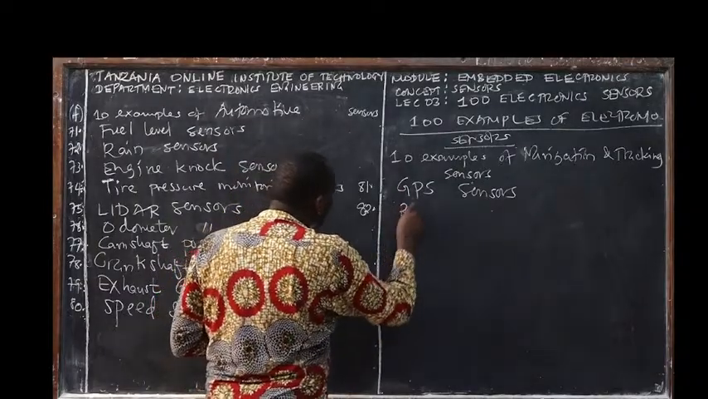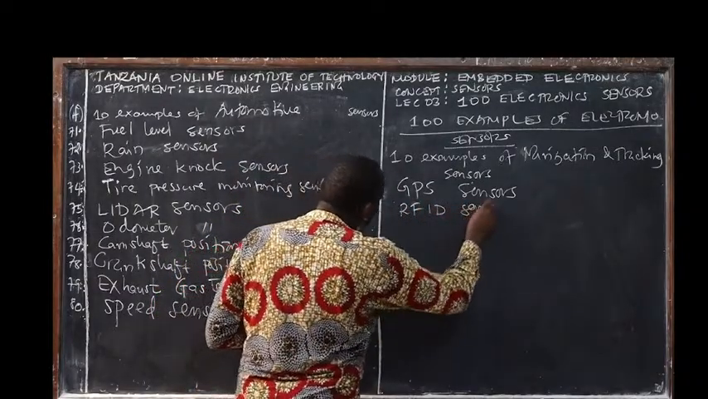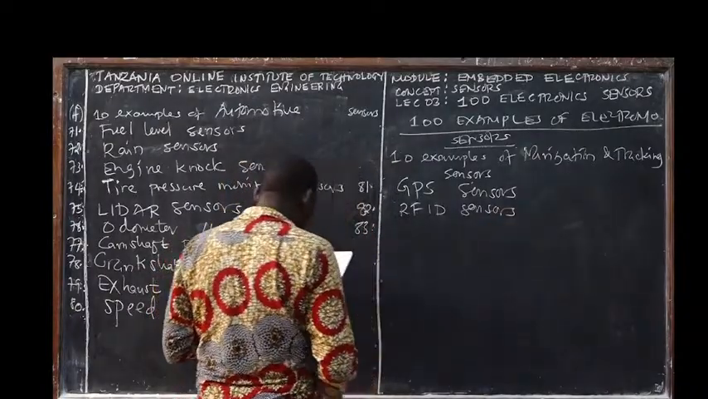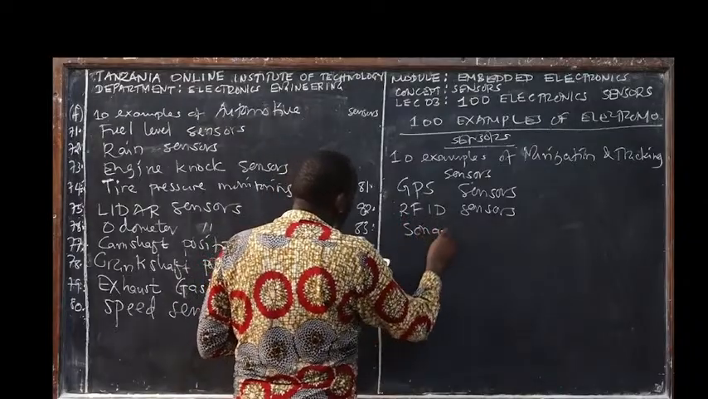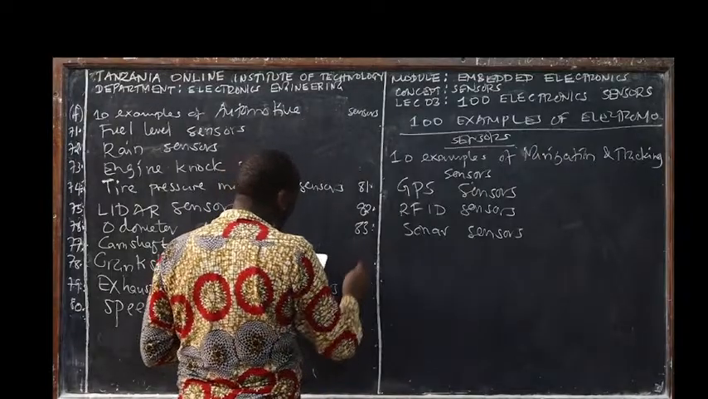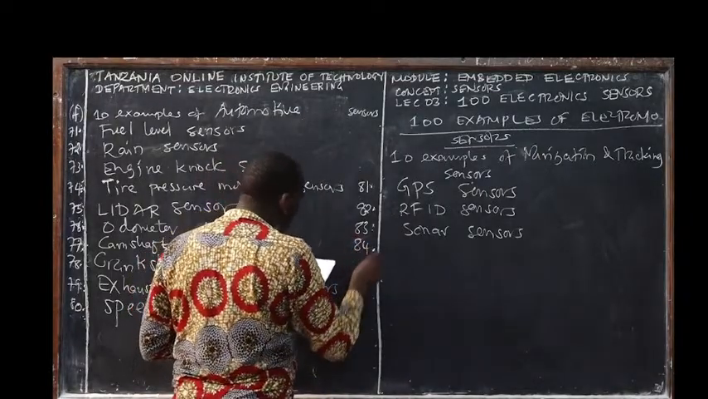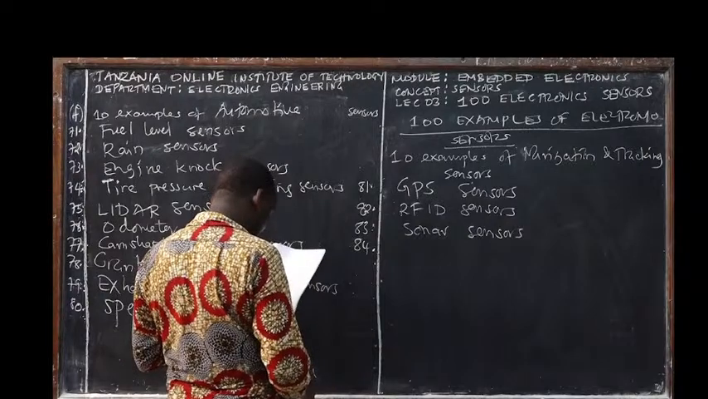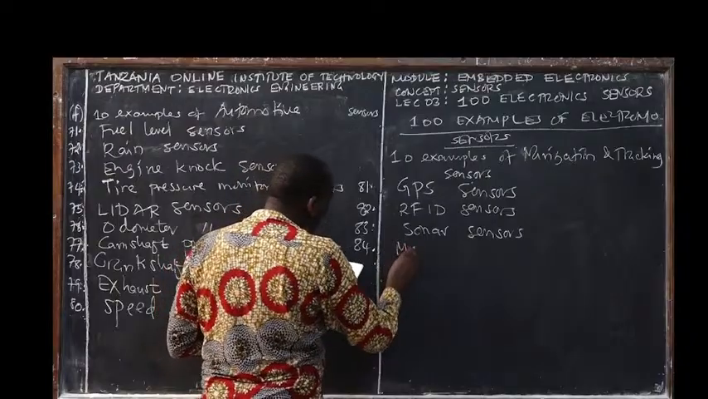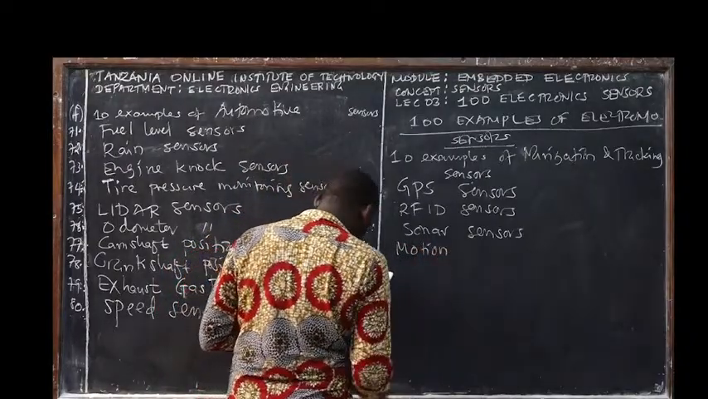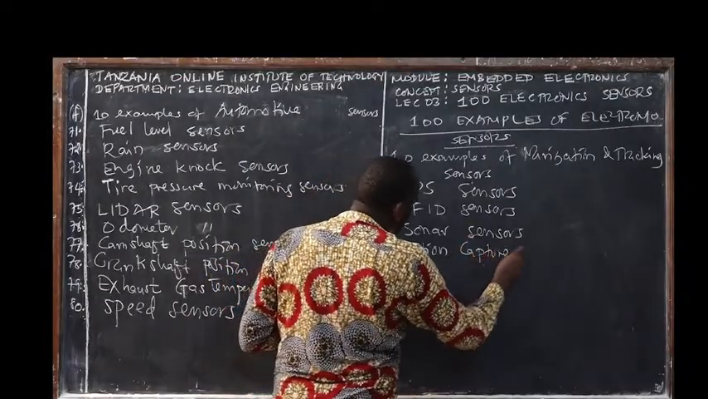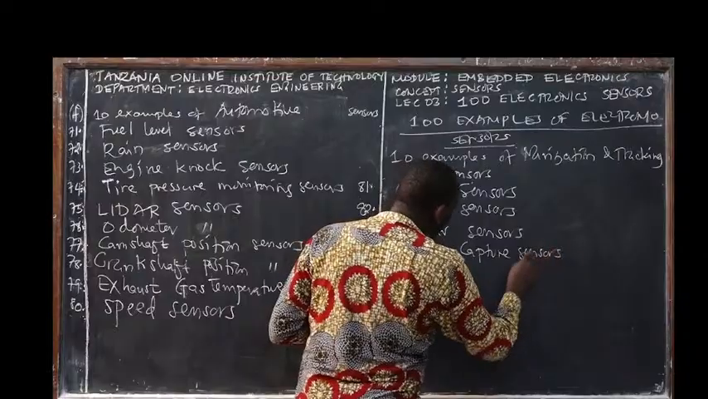Then the next one is called the RFID sensors. Say RFID sensors. The next example, 83, is called the sonar sensors. Say sonar sensors. Then example number 84 is called the motion capture sensor. Say motion capture sensors.